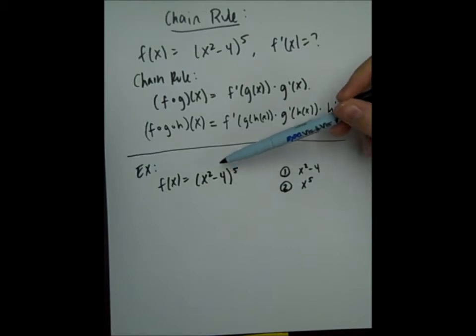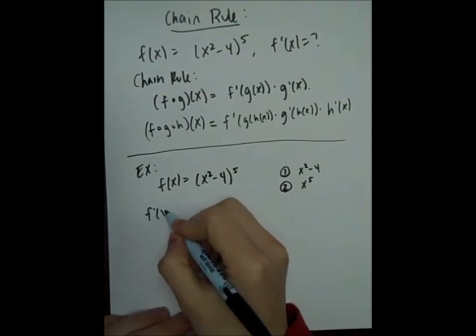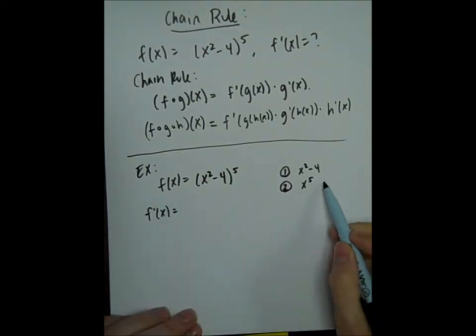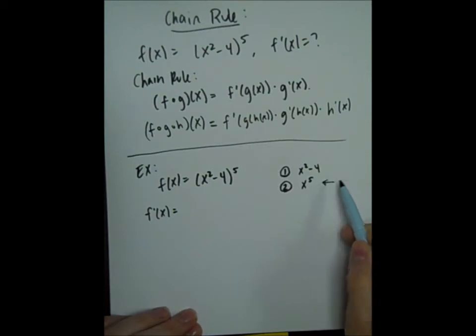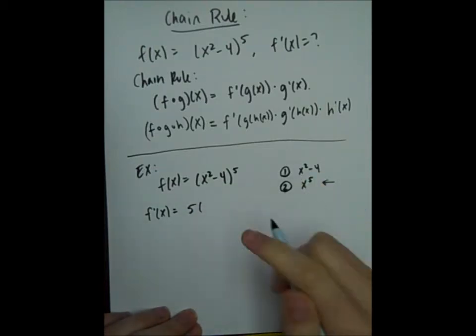So if you're going to plug in a number, what would you do? First thing you'd do is x squared minus 4. Usually the parentheses will give it away. Then you would take that number, raise it to the 5th power. So those are your two functions. Now to calculate the derivative, I'm going to start with the last thing that I wrote. And I'm going to say, what's the derivative of x to the 5th? That would be 5x to the 4th, but I'm not going to write x. I'm going to write everything that was above it.